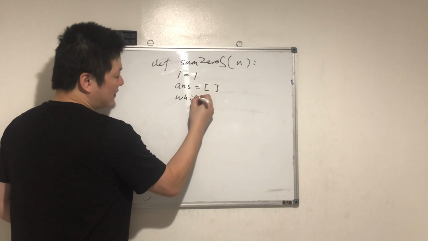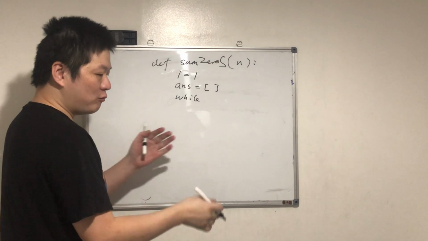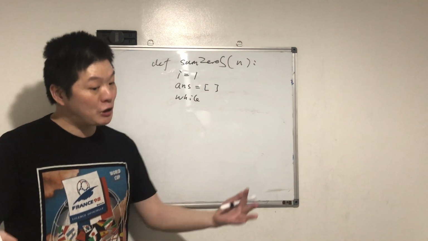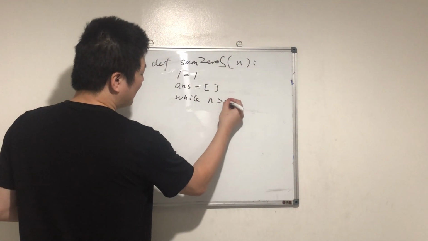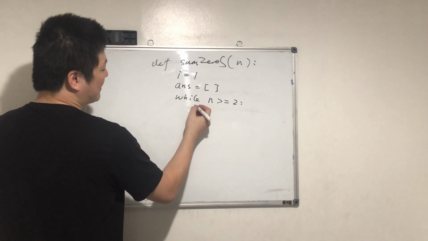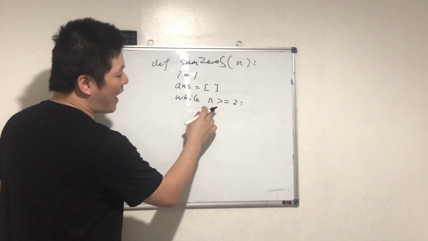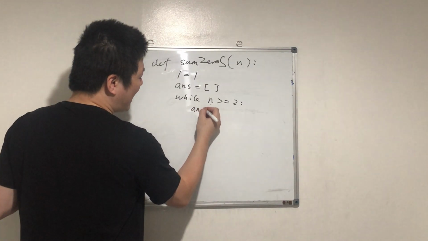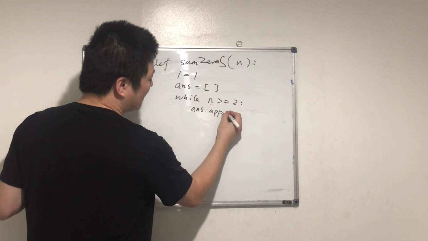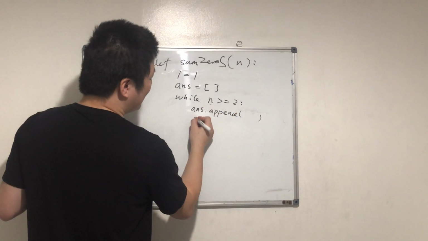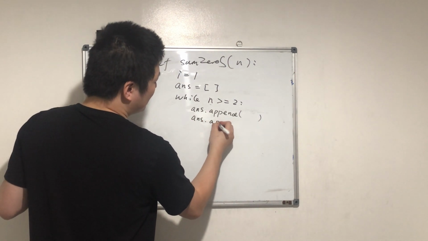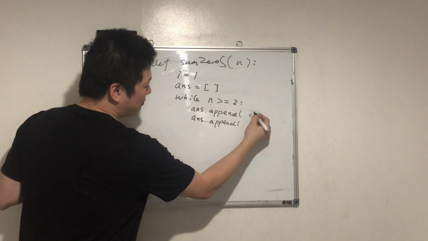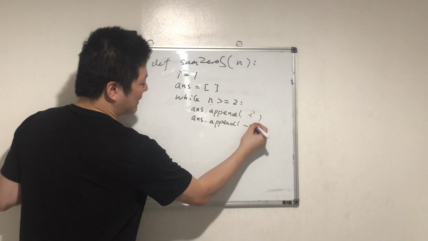So while n is at least 2, I want to put 1 and minus 1, 2 and minus 2. When n is bigger than or equal to 2, what should we append to the answer? Append i, and then minus i.